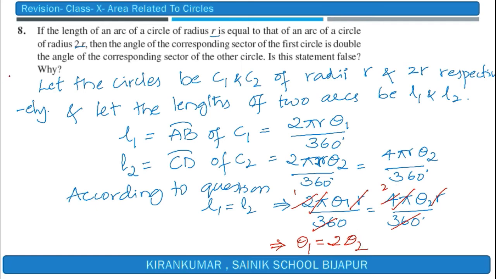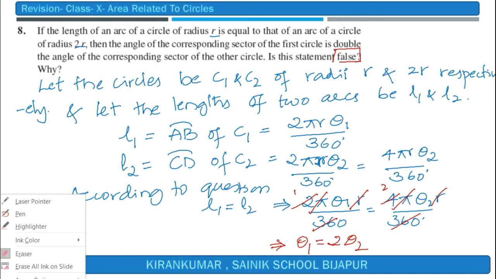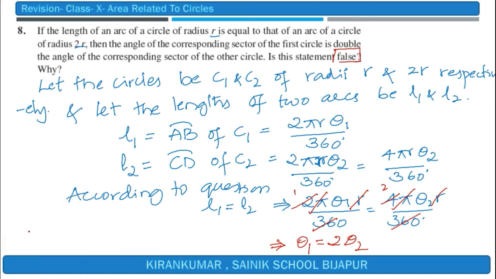Therefore the given statement is a false statement. Here the angle of sector of the first circle is twice the angle of sector of the second circle. So the given statement is not false. I must write here the statement is true. The statement is a true statement.